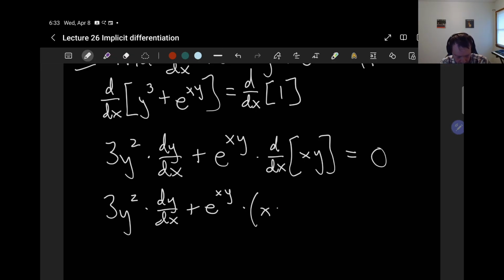Let's do x times the derivative of y. That's dy/dx. Plus, there's the derivative of x times y left alone. Equals 0.